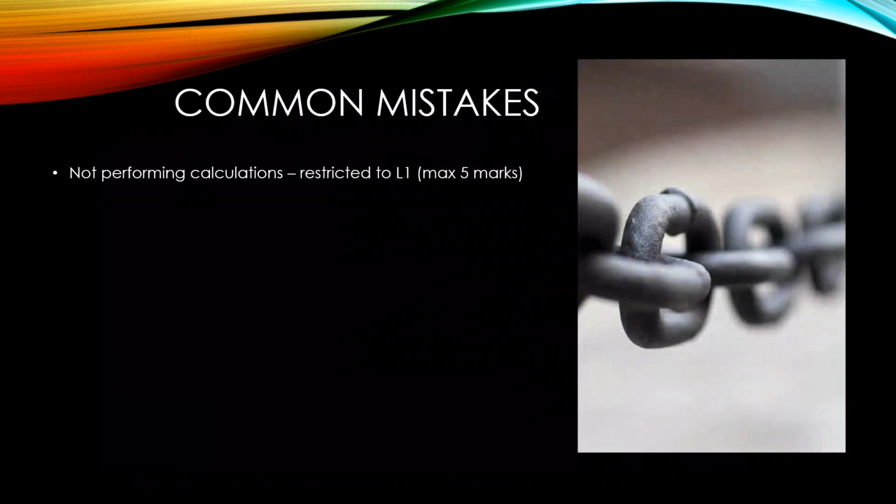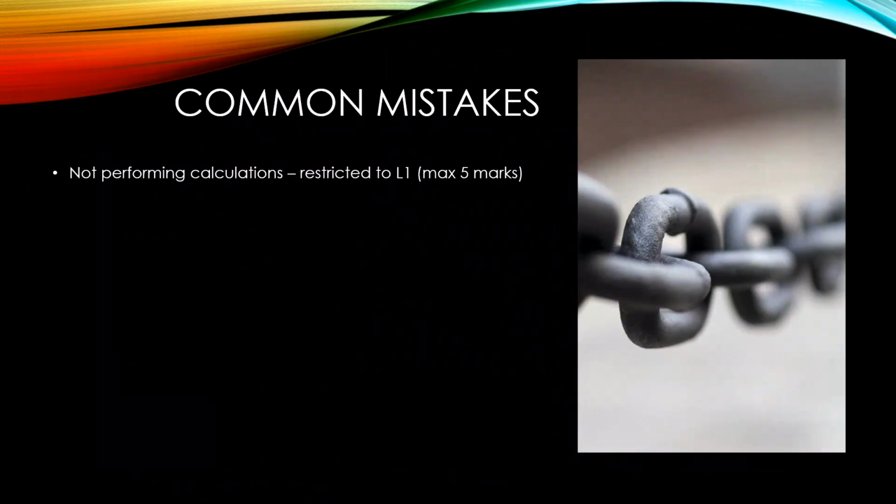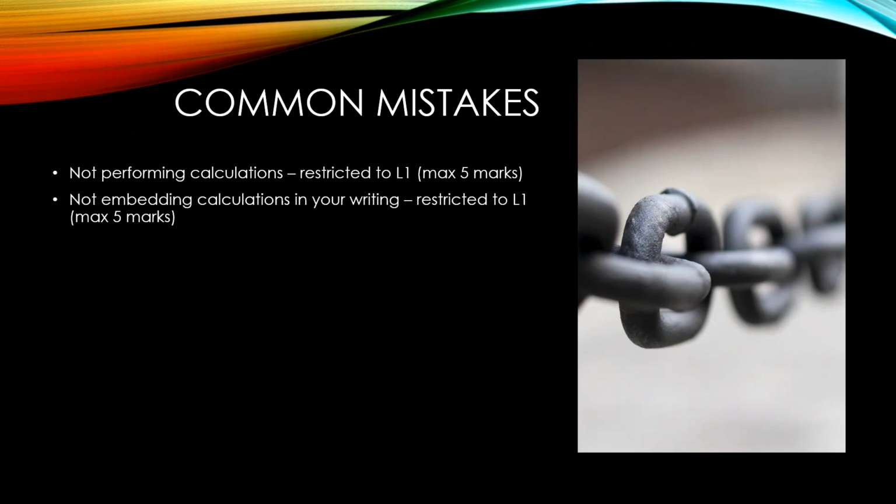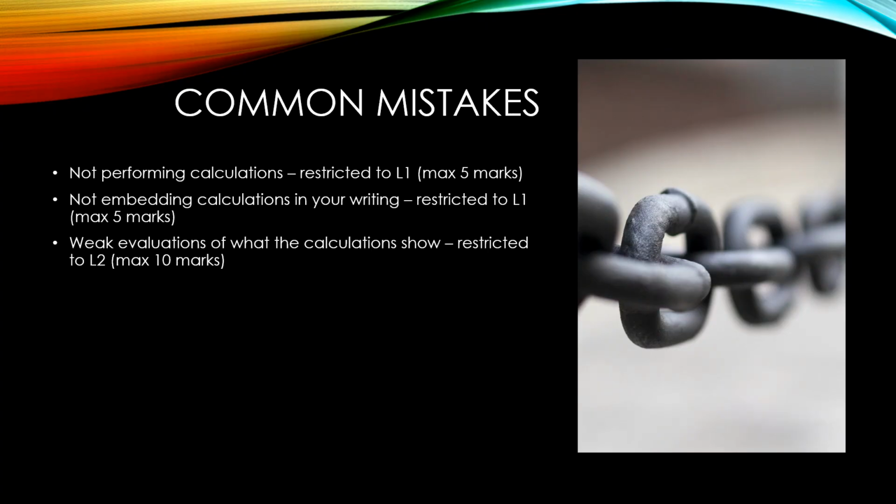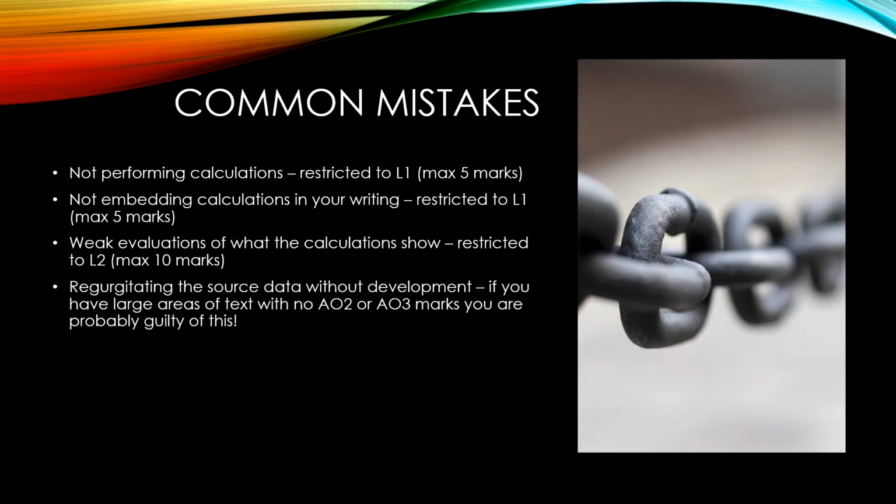So a few common mistakes that we want to avoid with these questions: generally, not performing calculations. That will restrict you to level 1, maximum of 5 marks. If you don't do any calculations, there are very few questions where there are no numbers involved. There have been 1 or 2, but really not very many. So make sure you do some number crunching. And then not embedding calculations in your writing is also going to pull you down to level 1. Weak evaluations of what those calculations show. So if you attempt some sort of evaluation of the numbers, then that's going to restrict you to level 2.